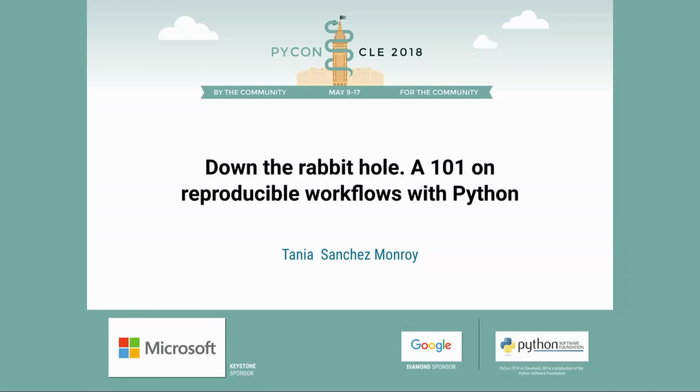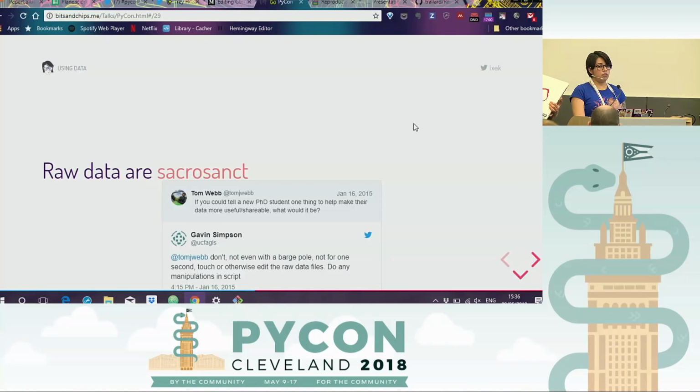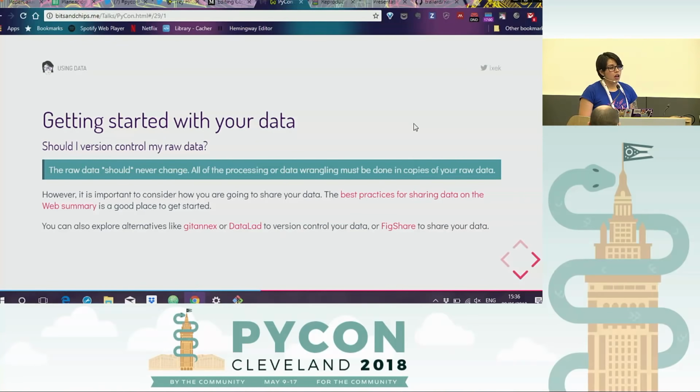Great. So now we are ready to start talking about data. And we're going to start with raw data. Raw data are sacrosanct. So never, never, ever touch your raw data. Not even with a stick. Not at all. Okay? I always get this question when I start telling people to version control their code: should I version control my raw data? No, because that should never change.